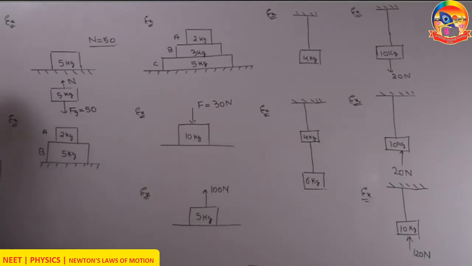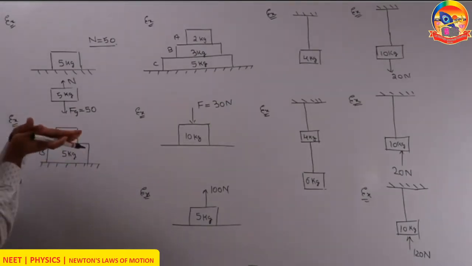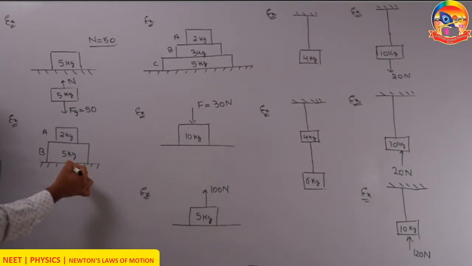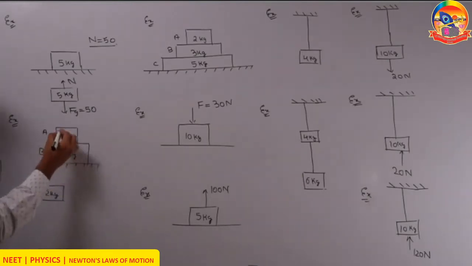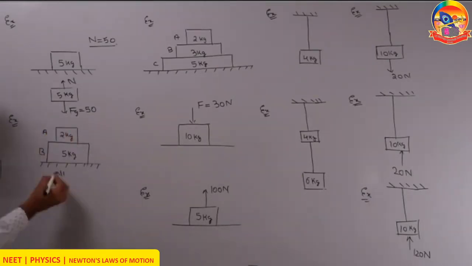Next, there is a block of 2 kg now placed above the block of mass 5 kg. What is the force of normal applied by 5 kg on 2 kg? And what is the force of normal applied by the surface on 5 kg? Let's look at the 2 kg first. Let's say the 5 kg applies a normal N1 on the 2 kg, and another force acting on the 2 kg will be gravity downward, 20.